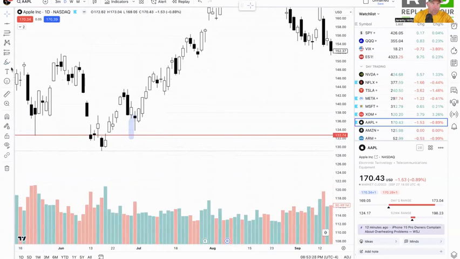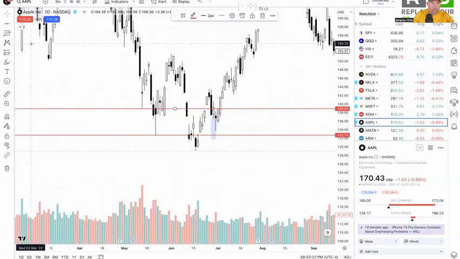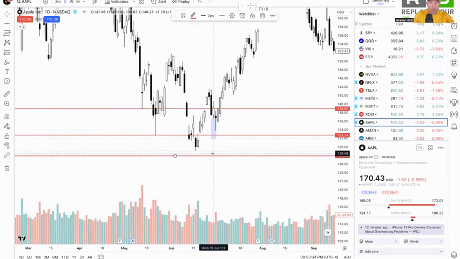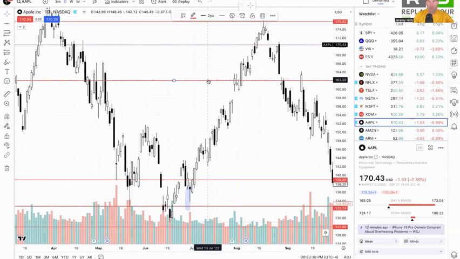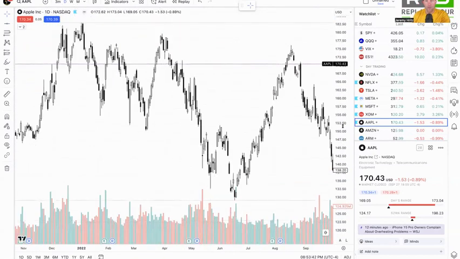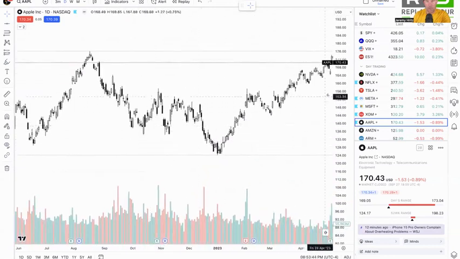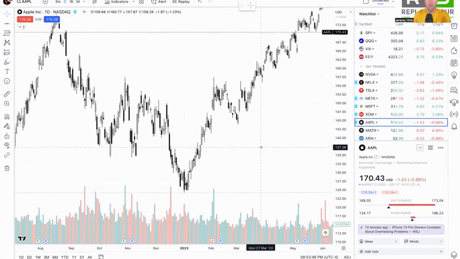Right? At a pullback, enter above, stop below recent lows, set your profit target conservatively. There you go. See if we can find another one. How about this one over here before we went on this big move?